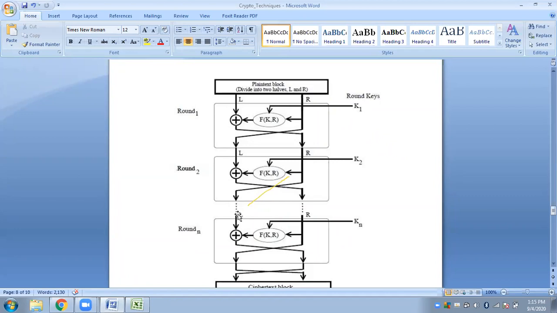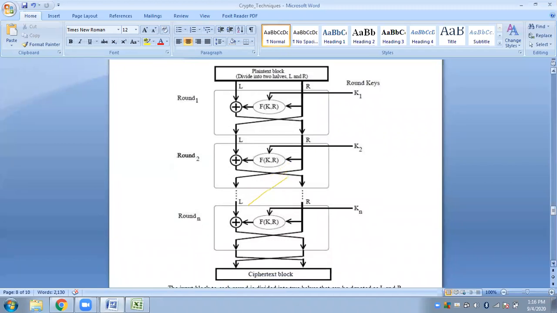The right part becomes the left for the next round, and the left part becomes the right for the next round, and this will continue. So every round will consist of this function. This processing will be done for every round, and this will continue until all the rounds are completed. And as I said, the number of rounds depends on what algorithm you are using.